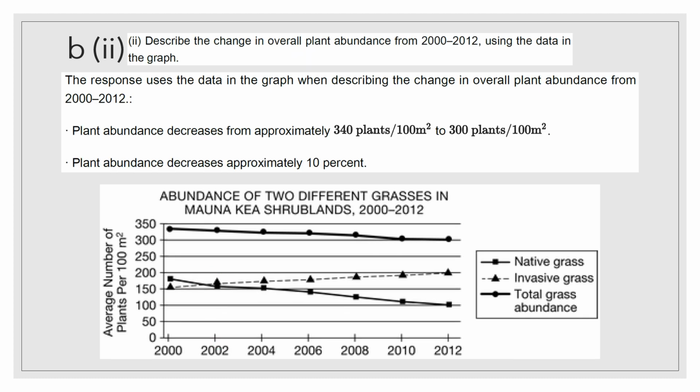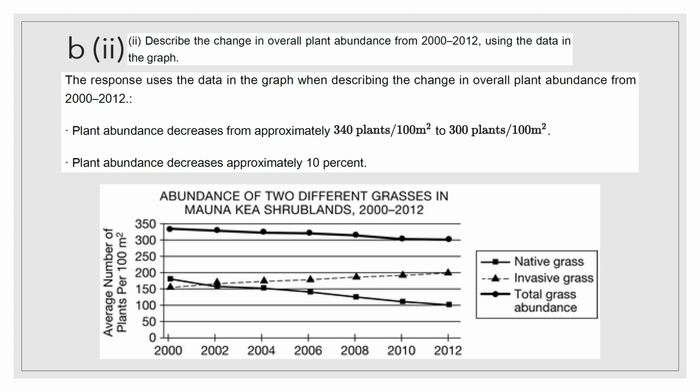Number 2. Describe the change in overall plant abundance from 2000 to 2012 using the data in the graph. So this part is very specific. The prompt says to use the data from the graph. So you will not get any points if you do not mention the data in some way.